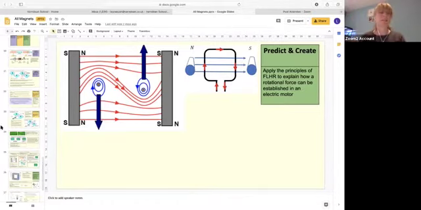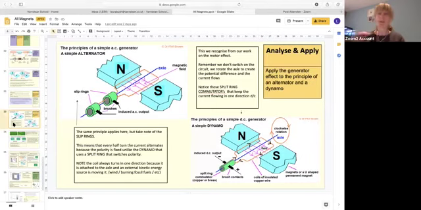So we needed something else, and those little bits that we talked about, a couple of extra bits that you had to add to it, and it was the one that I wasn't very good at pronouncing, the commutator. And these split rings here switched the polarity, which is essentially the direction of the current, every half turn, so it continues in its same rotation around. And we have these brushes here that ensure that you've got that constant connection to a current. So that was the principle that we looked at of the simple motor.